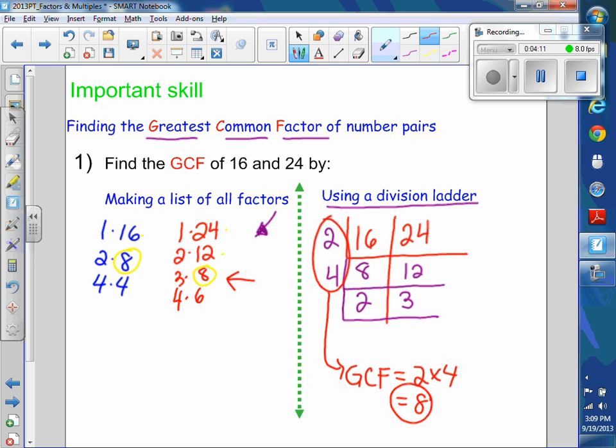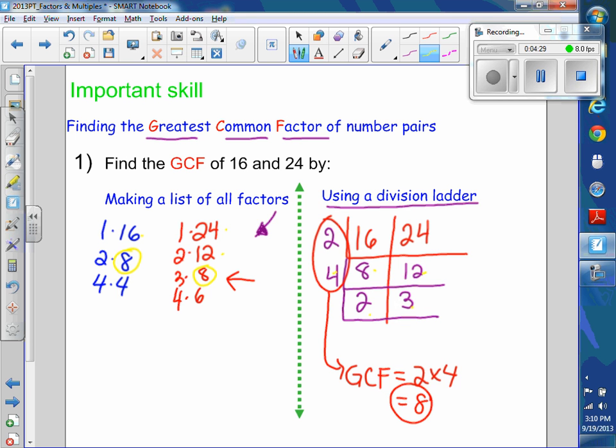Okay? That's cool. It's really nice. Question? I'm still confused. If you have the 8 and the 12, where do you get the 2 and the 3 from? You do 8 divided by 4 is 2. 12 divided by 4 is 3.